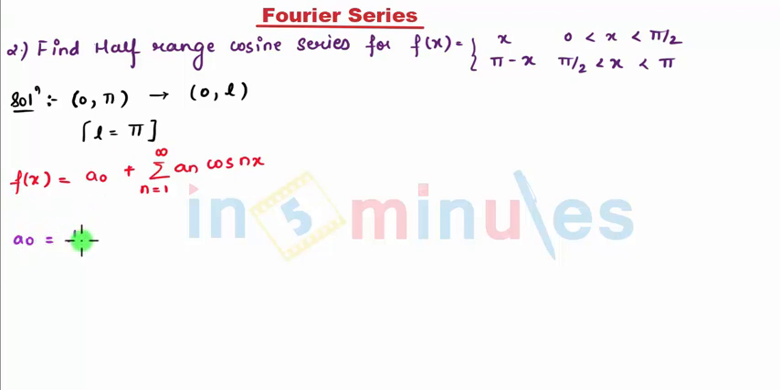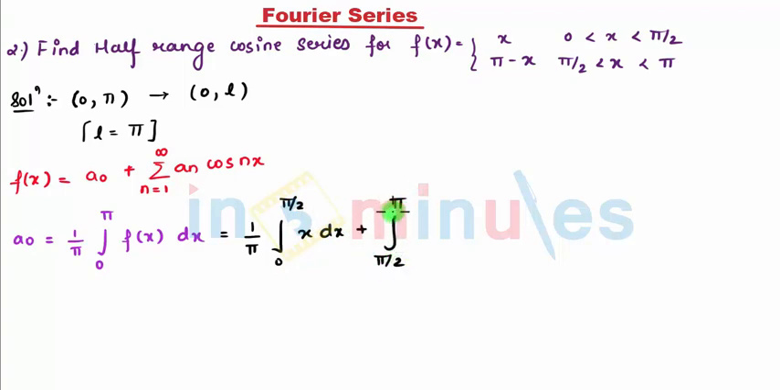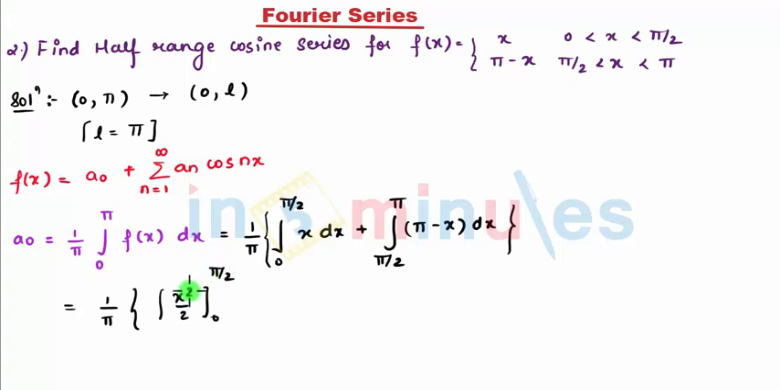My a0 is 1 upon pi, integral 0 to pi of f of x dx, which is equal to 1 upon pi. Now I'll be splitting it. From 0 to pi by 2, my function is x dx, plus from pi by 2 to pi, my function is pi minus x dx. Now let's integrate. So I get 1 upon pi, first x square by 2, where my lower limit is 0, upper limit is pi by 2, and then plus pi x minus x square by 2, where lower limit is pi by 2, upper limit is pi.